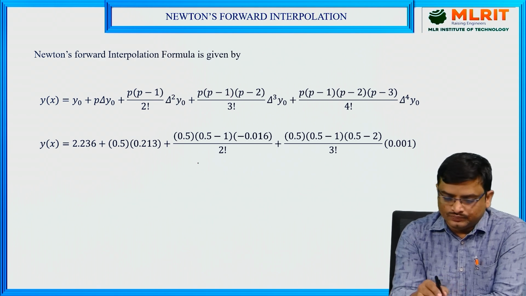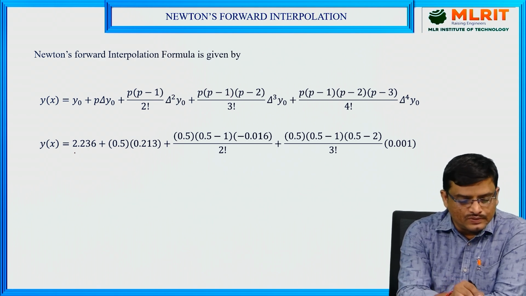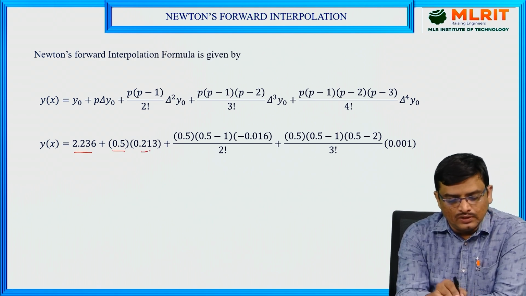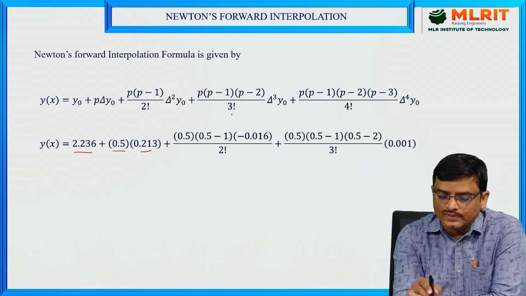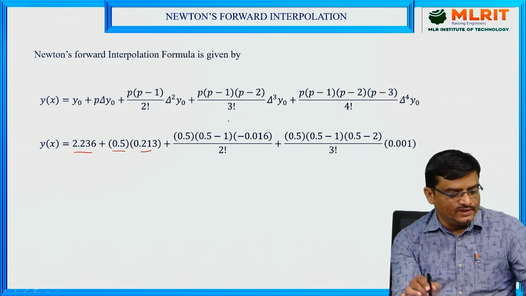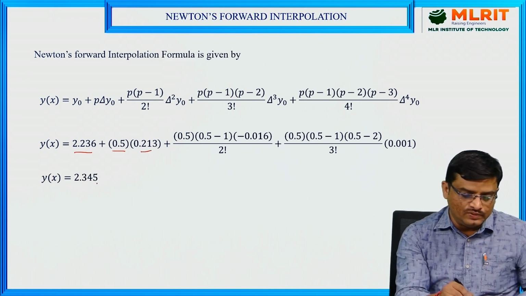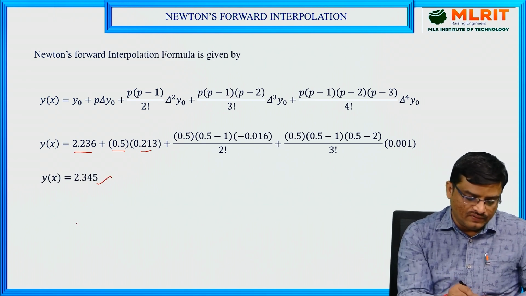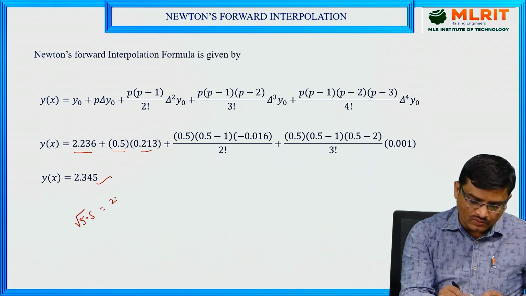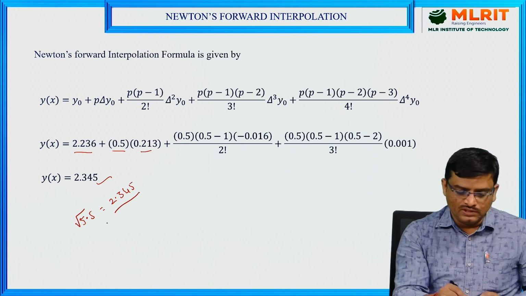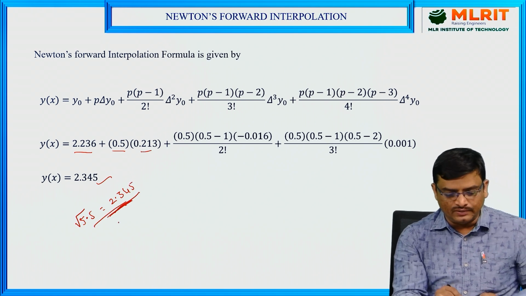Now similarly, you substitute the y0 value, p value, and delta y0 value. In each and every term you substitute its corresponding values and simplify. So you will get y of x, which is nothing but root over 5.5, and we got this value is equal to 2.345. This is our final value here.